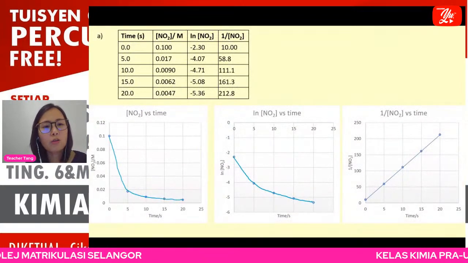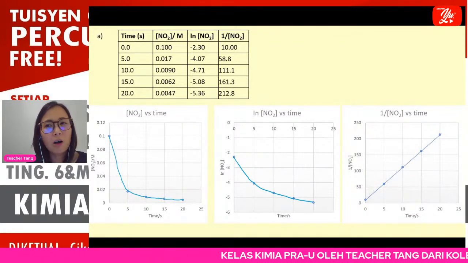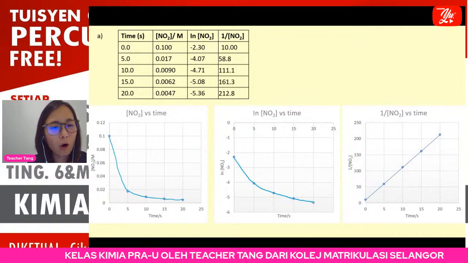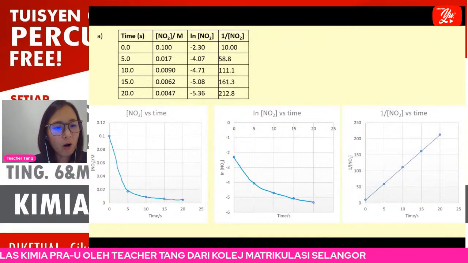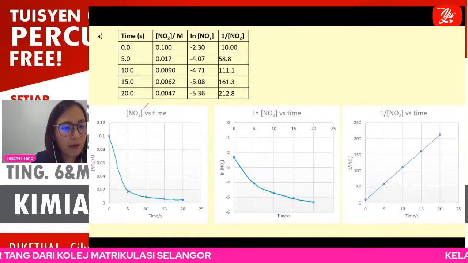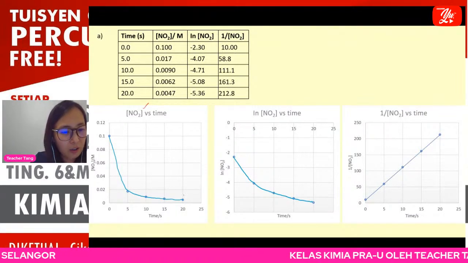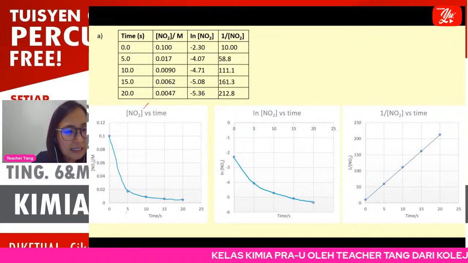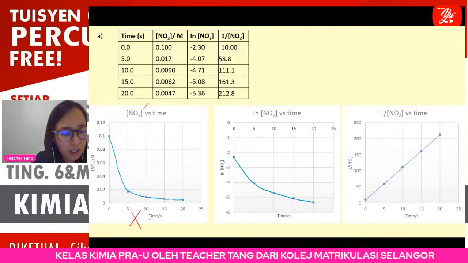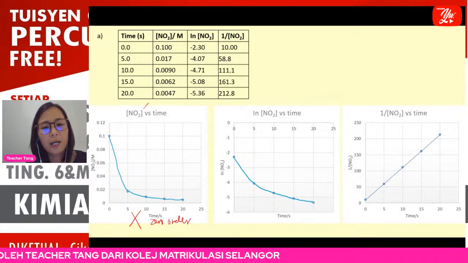We need to plot 3 graphs. The first one is based on the integrated rate law equation for 0 order. Remember, for 0 order, we need to plot concentration versus time graph, and for this, we get a curve. If we get a curve, it means that the reaction is not 0 order. It's not 0 order. Okay?